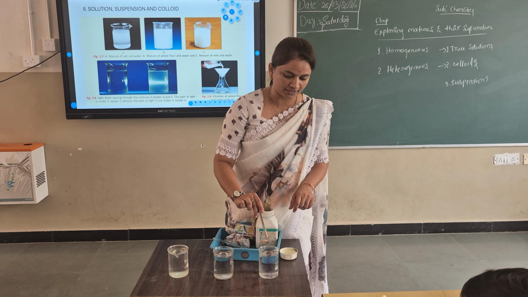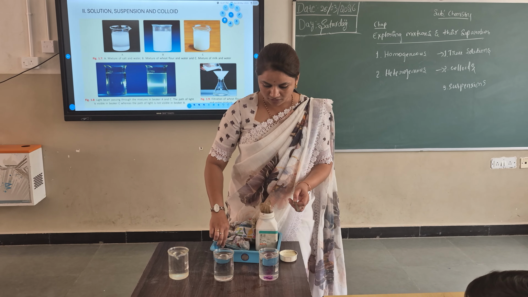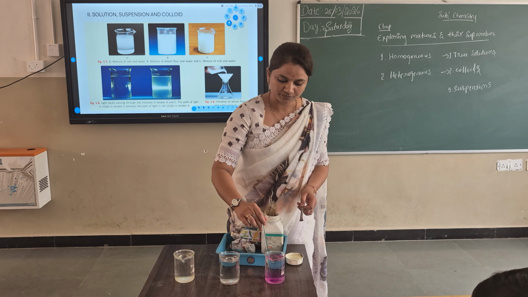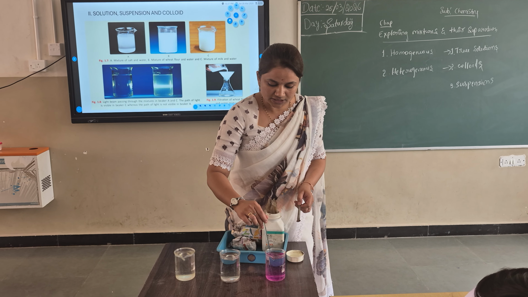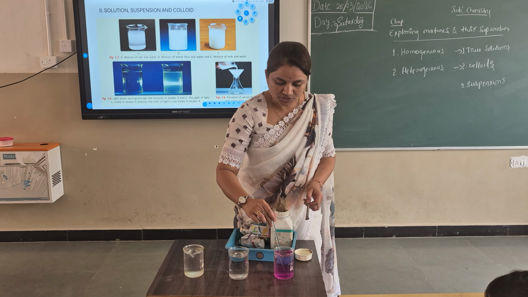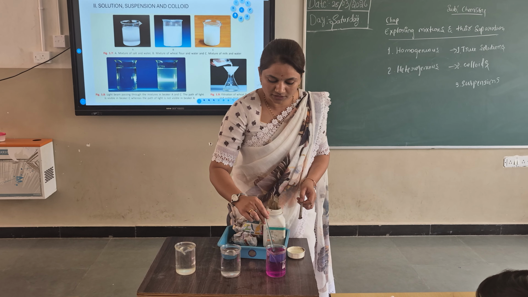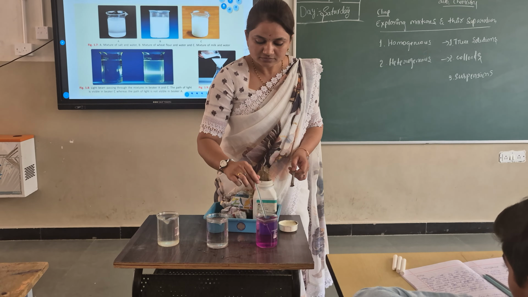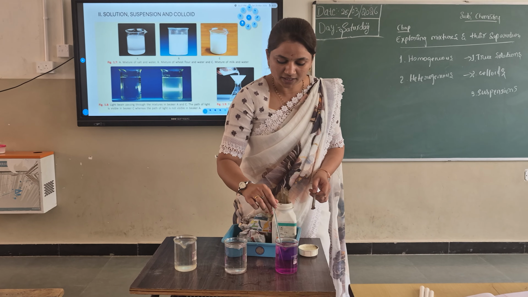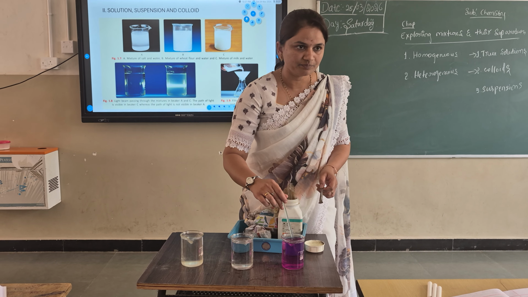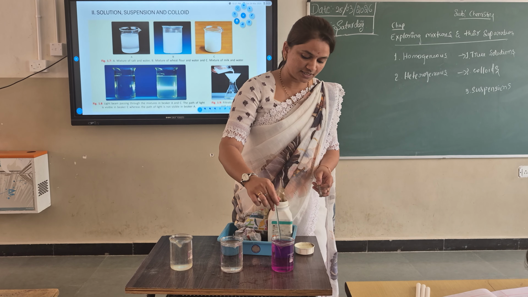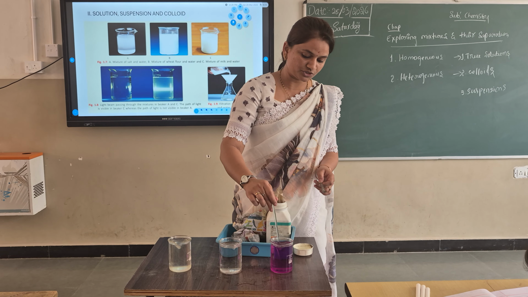I am going to add it in a solvent. The solvent is the major component in a mixture. You can see the color change and the composition, how it is uniform throughout the mixture. See, potassium permanganate crystals are dissolved in water, making it a true solution. Now it is considered a true solution.